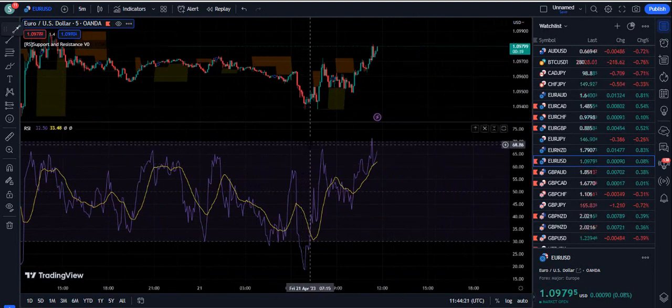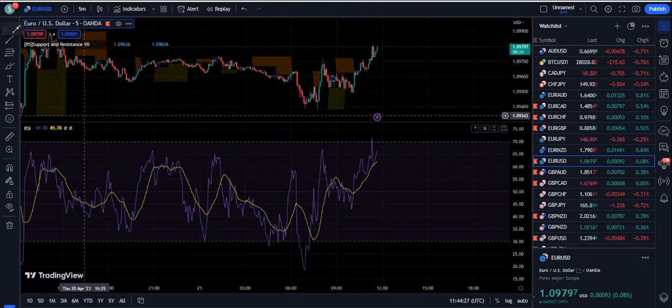Okay, so do not just trigger signals based on this. Okay, the second thing is that you can take help from the trend lines.